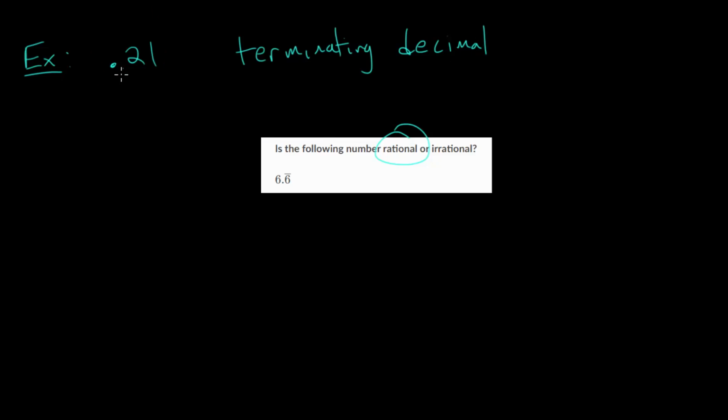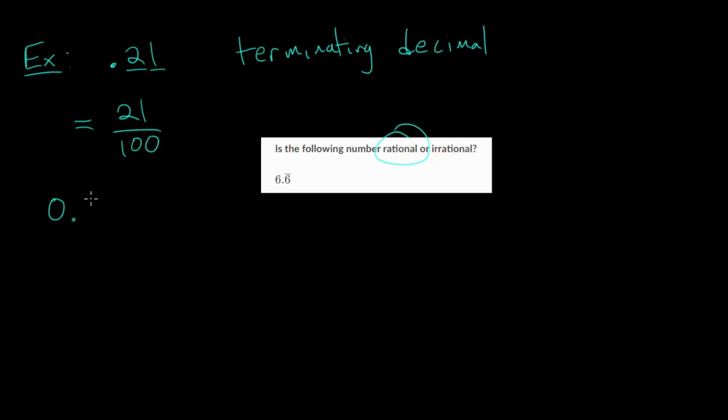Now, this is a fraction. This is rational because think about it. The 2 is in the tenths place. The 1 is in the hundredths place. So we really have 21 hundredths here. So this can be rewritten as 21 over 100. So any decimal that terminates can be just rewritten as a fraction depending on what place it's in.